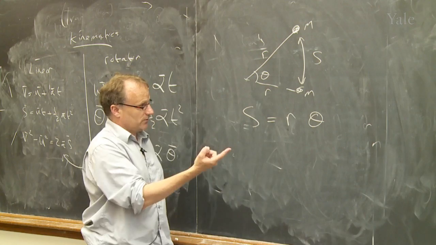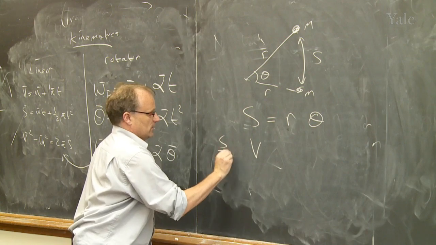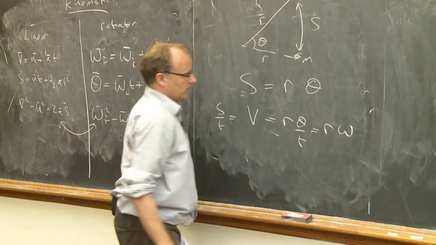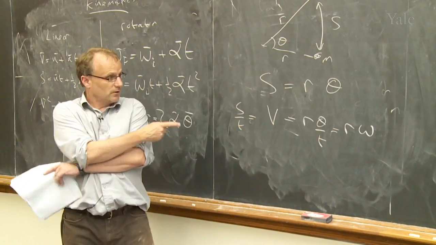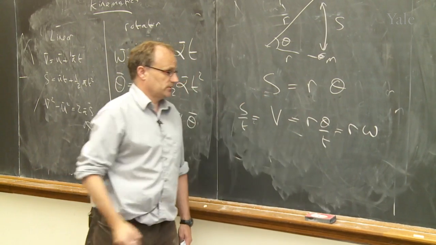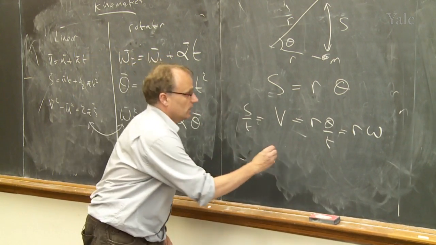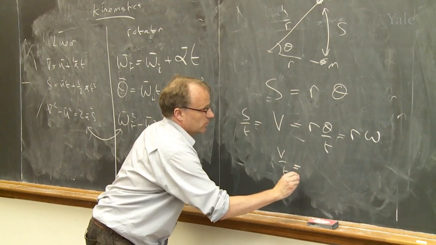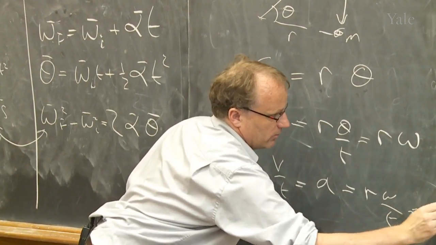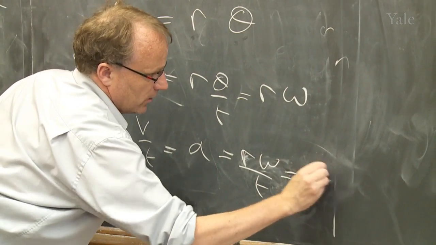If we take the time derivative, if we do s over t, you get v. So s over t equals v equals r theta over t, which is the same as r omega. So here we have the second equation, v equals r omega. Remember, r is the thing that links the rotational quantity with the linear quantity. And then we can take the time derivative of this, or divide by t. We'd have v over t, which is equal to a, which is r omega over t, which is simply r alpha.